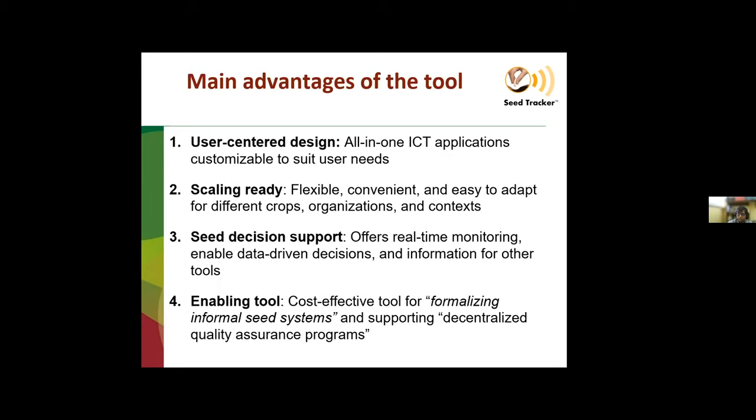So what are the main advantages of the tool? Seed Tracker is an all-in-one ICT application customizable to suit user needs. It is flexible, convenient, and easy to adopt for different crops, organizations, and contexts. It offers real-time monitoring and a seed database. It enables data-driven decisions and offers information for other tools. And finally, it is a cost-effective tool for formalizing informal seed systems and also to support decentralized quality assurance programs, which are on the rise.